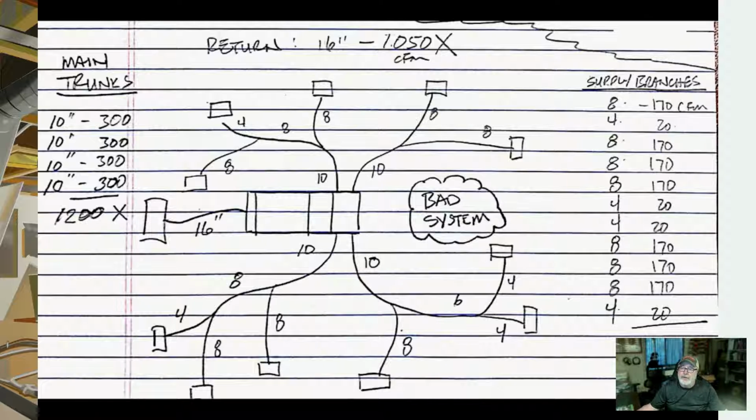The other thing is that all the air has to go through these 10-inch trunks. And so you can look at those 10-inch trunks and say, is that enough? The other thing is that all of the air has to come out of these branches. And then you can add those up and tell if it's enough. So it's pretty simple to do. And if you make all the trunks too small, it doesn't matter how big the return is going to be.